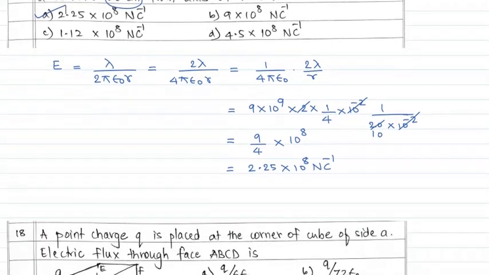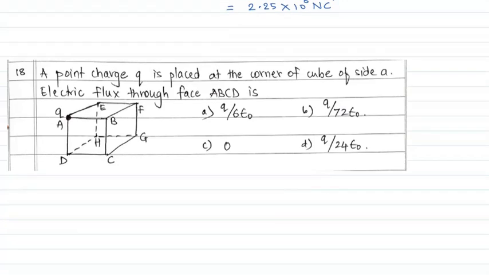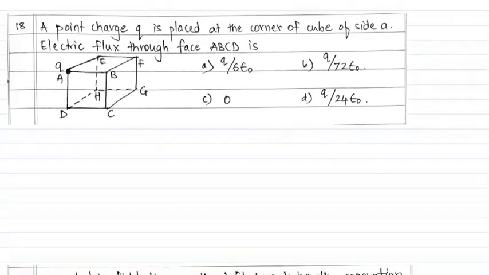18th. A point charge q is placed at the corner of a cube of side a. Electric flux through face A, B, C, D. If you observe here, face A, B, C, D is touching this charge. If a face is touching the charge, then the flux through that face will be 0. So directly option C is our answer.